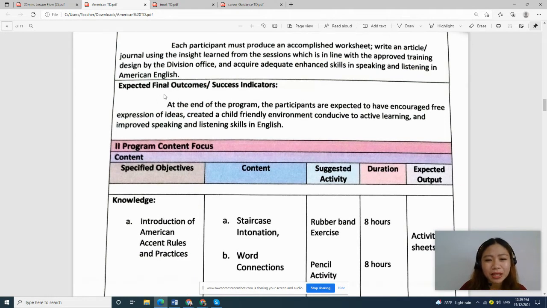Next will be the expected final outcomes. All right. So we have success indicators. I believe this is something that is intrinsic, because you're going to talk about the learnings that they get in the program. Okay, so it's more on the inside part, because the other one will be more on the outside or the external outputs. Okay, and so we have here. Actually, you could also use these words the same. It depends on the subjects that you are conducting.